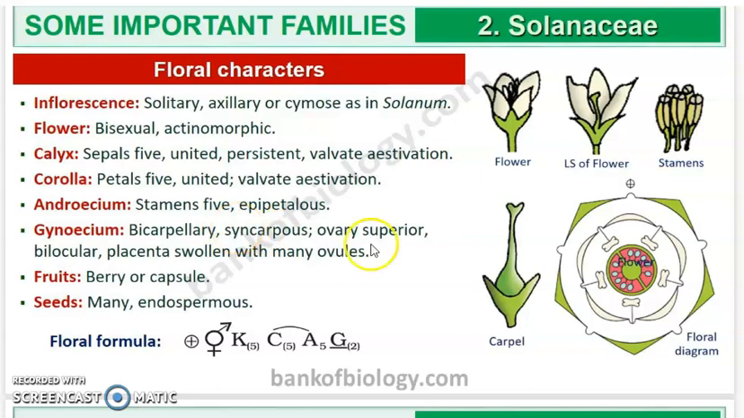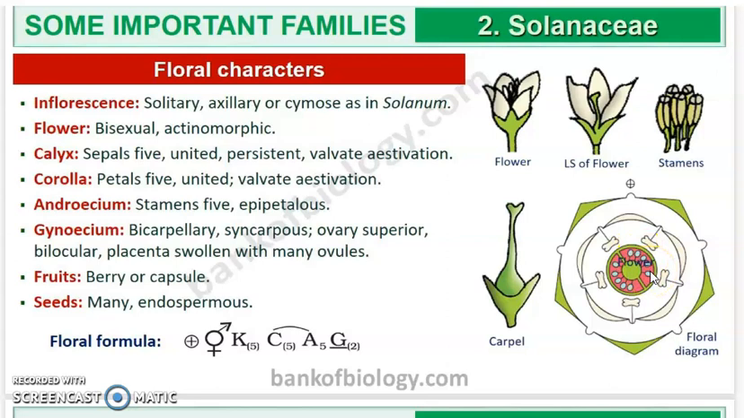And the ovaries are superior, which means that they will occupy the highest position, and the portion below the ovary will start producing the other parts of the flower, and they are bilocular. Locular means spaces will be there. So inside the gynoecium, you can see it here. So here they will have 2 locules. It means that they will have 2 empty spaces.